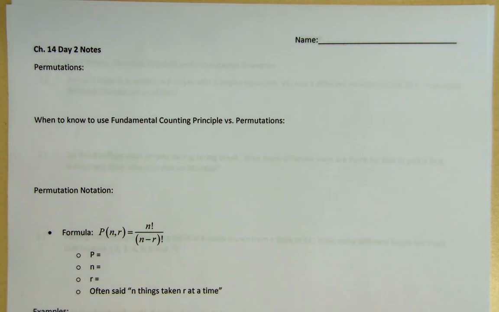Alright, so in this video, we're going to continue on the number of ways we can have something happen. We talked about the fundamental counting principle, but today we're going to talk about permutations.